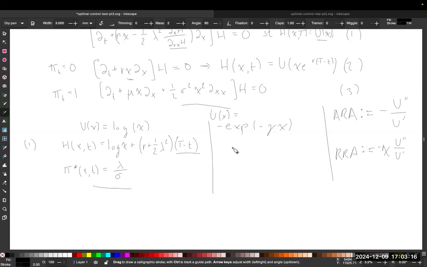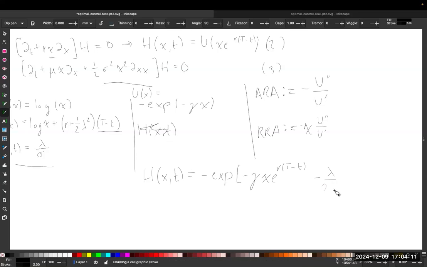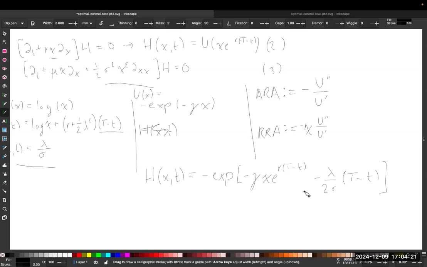And then what we find is, in the case of this exponential utility function, that our Hamiltonian, I did not give myself enough room for this. Let's write a little bit lower. Should be equal to, I might be missing a sign here. I'm not sure about the sign up front. But we have negative gamma x e to the negative, or should be not negative, r(T minus t) minus c minus our Sharpe ratio over 2 times our volatility, T minus t. So we have the exponential of an exponential.